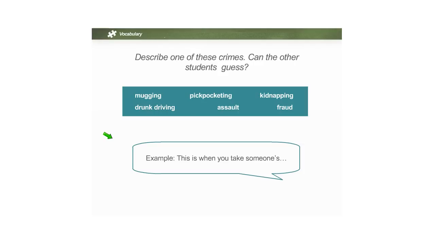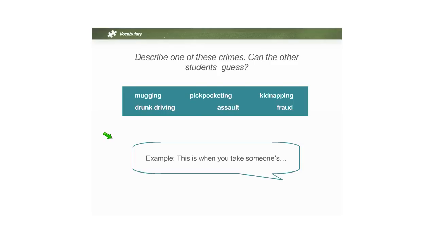Alright, thank you very much for that. Saha, can you do drunk driving for us? Absolutely. So when a person is driving while they are drinking as well, and that is very well done. Carrie, would you like to do assault for us, please?